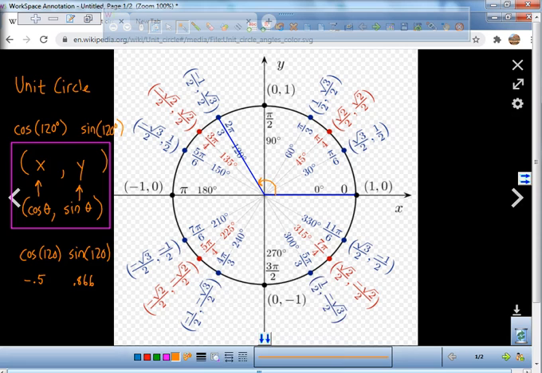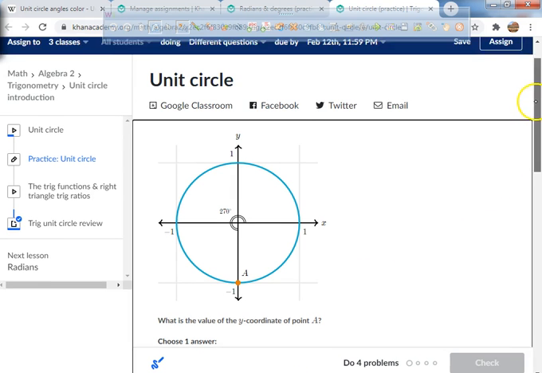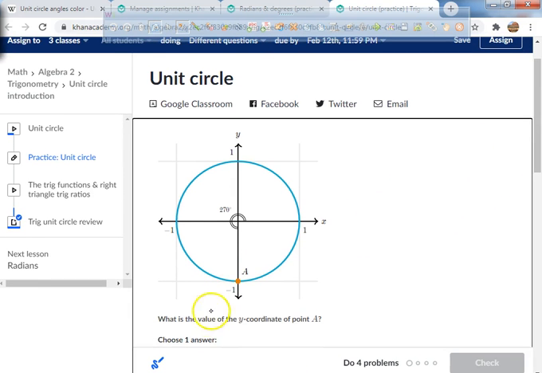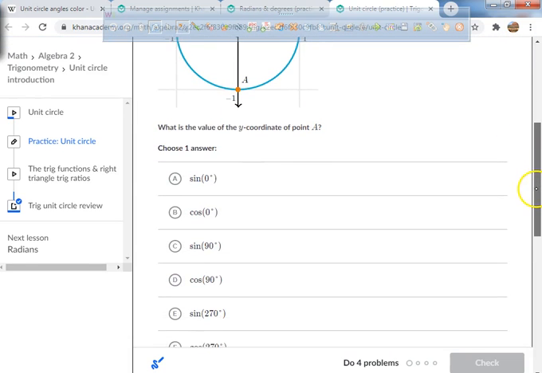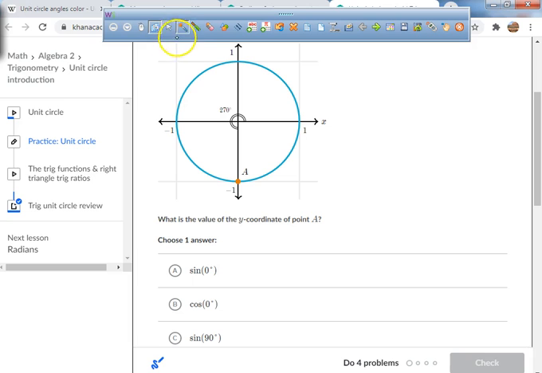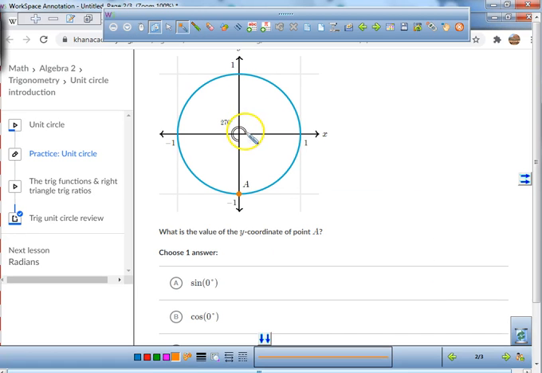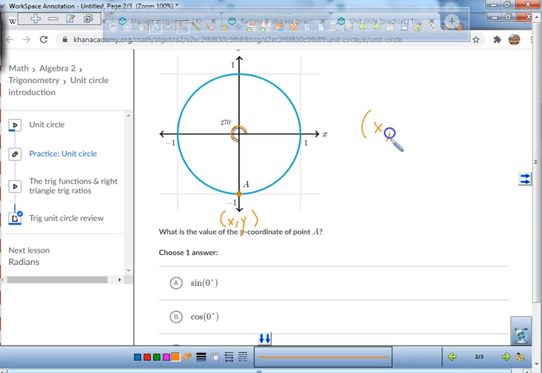So if we go over here to the Khan Academy, let's take a look. Take a look at this problem. It says the unit circle. It says, what is the value of the y coordinate at point A? What is the value of the y coordinate? So how many degrees are they saying in this particular problem? 270, right? So we have a what? We have an x and we have a y value. What did I say the y value is always going to equal in the unit circle? The sine of what? The sine of theta.